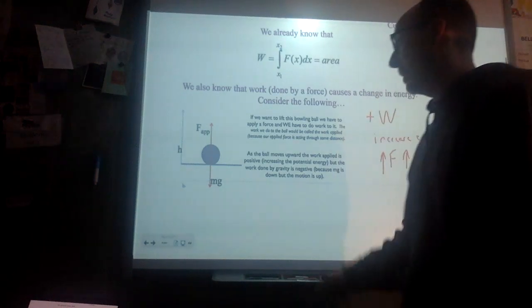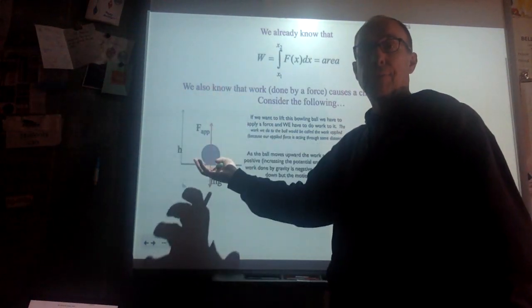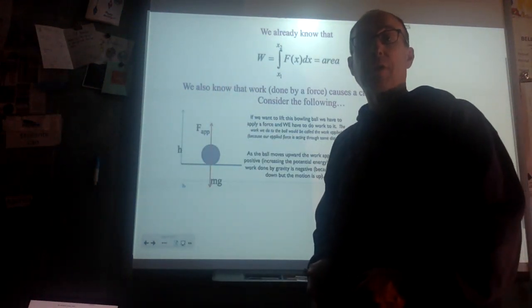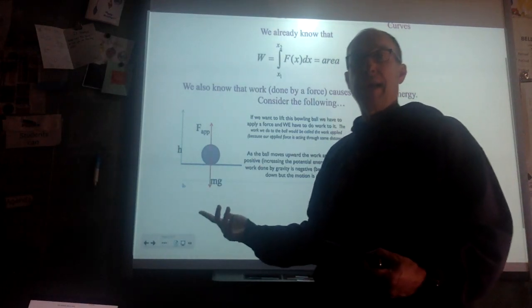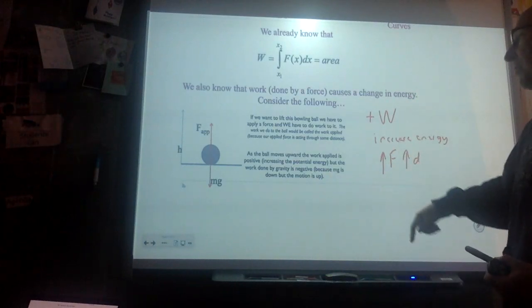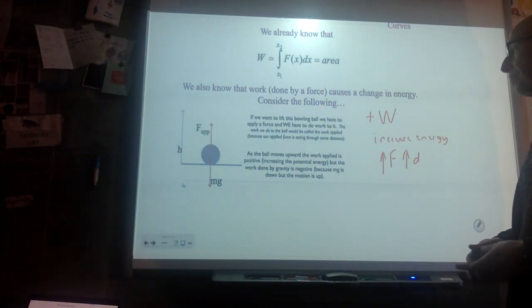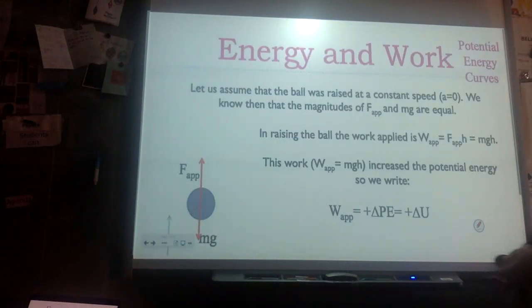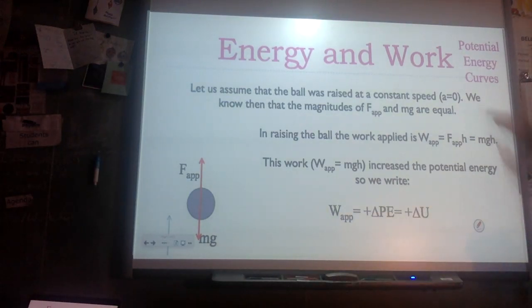Gravity, on the other hand, as I'm displacing it up, would be doing negative work because that force and the displacement are in opposite directions, because gravity is always down. So I'm going to raise it at a constant speed. That tells me that I have F net equals 0. So how much I push up is exactly how much goes down.